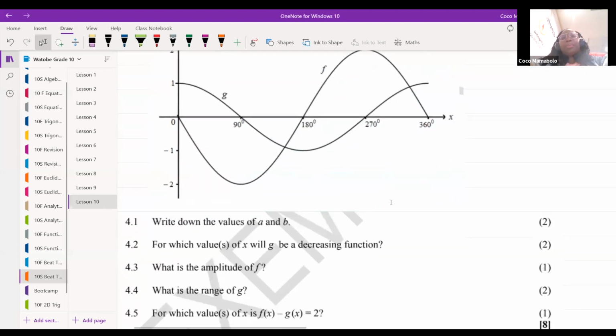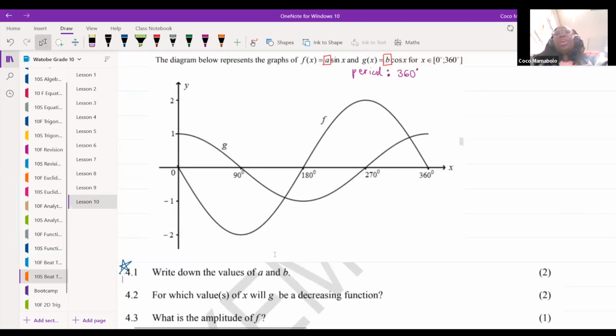Okay, so now it says write down the values of A and B. I want you guys to take a minute, think about it, look at the two graphs, and answer question 4.1. Have a look at the two graphs and tell me the values of A and B. Remember, A and B is the amplitude. Look at how high up my two graphs go and tell me what the amplitude is. You can put the answer in the form A is equal to something and B is equal to something.